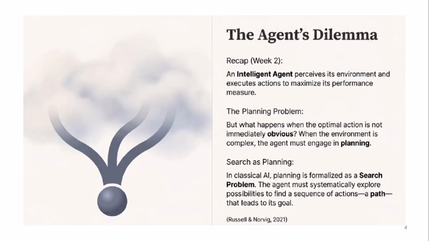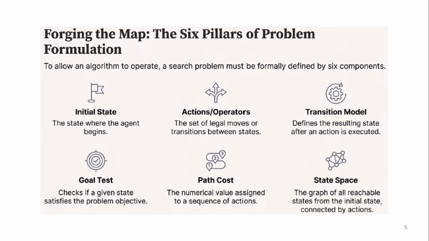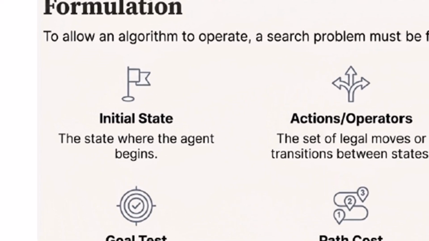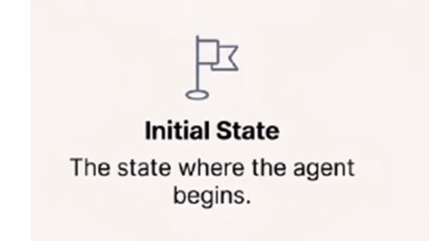Before an AI can solve anything, we have to give it a map and a rule book. We formalize the problem using 6 key components. Think of them as the 6 pillars of a solvable problem. The first is the initial state, and it's simple. It answers the question, where does the agent start? For our Lagos to Abuja trip, for example, the initial state is your current GPS location.